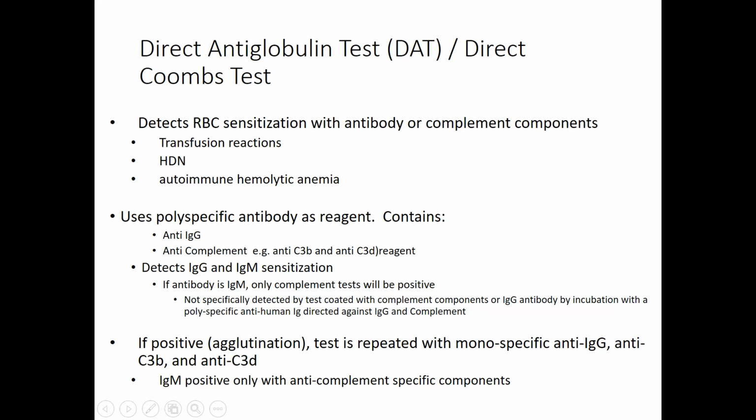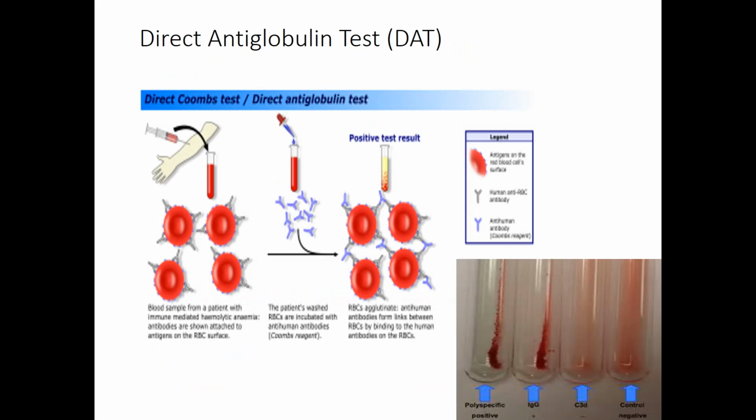specifically an anti-IgG only and an anti-complement, C3b and C3d. And as I said, IgM will only be positive with the complement ones. Let's look at how the test works, and I think this will make sense to you.